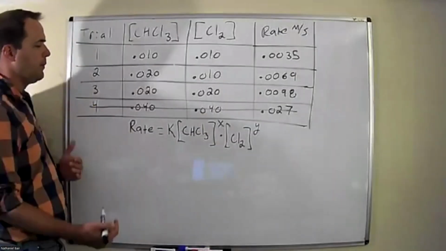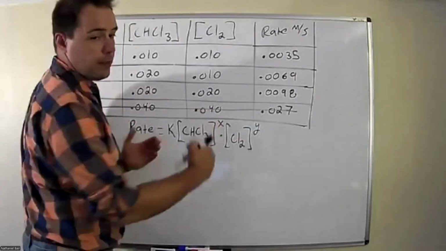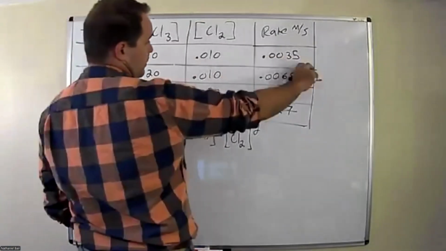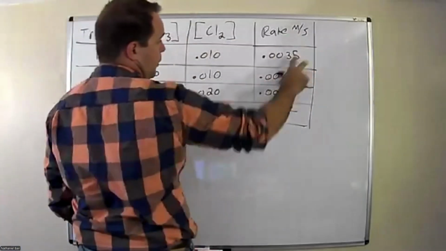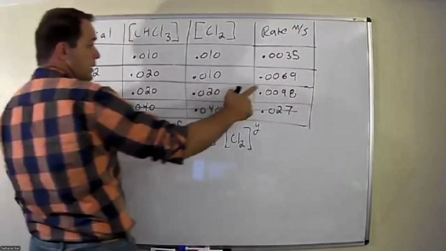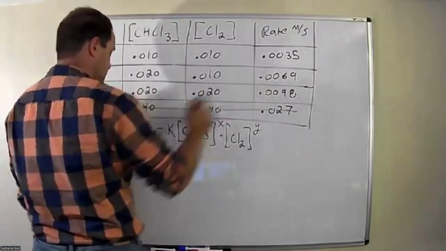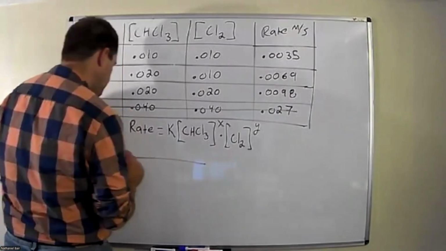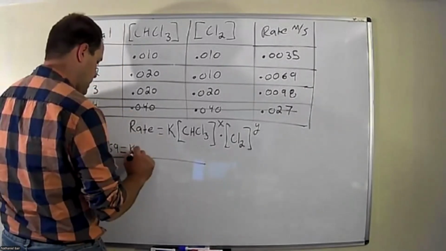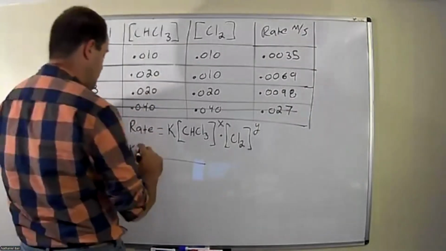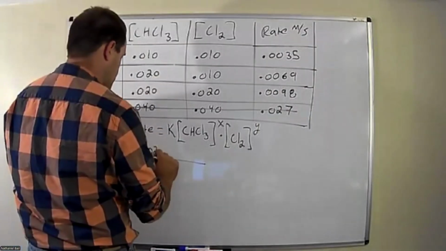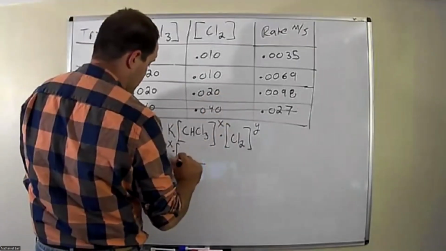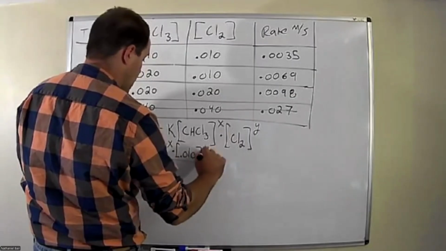So what I would do to get the order with respect to X mathematically, not just visually looking at it, we're going to take the rate law for trial 2 and divide it by the rate law for trial 1. So let's write the rate law for trial 2. That's going to be the rate, 0.0069, equals some constant K times the concentration of CHCl3 for trial 2, 0.020 to the X, times the concentration of Cl2 for trial 2, 0.010 to the Y.